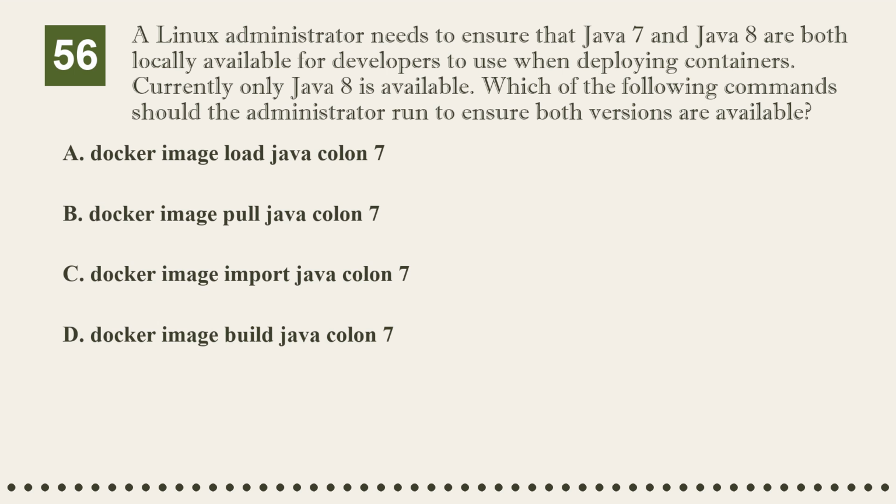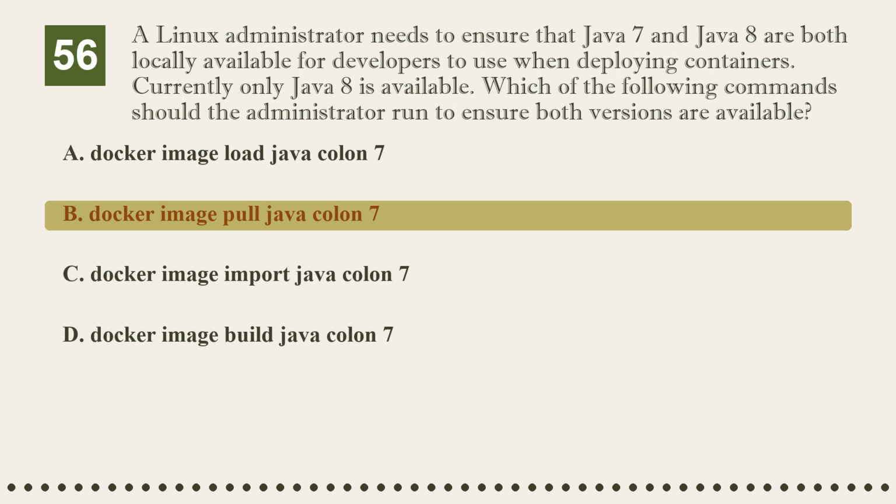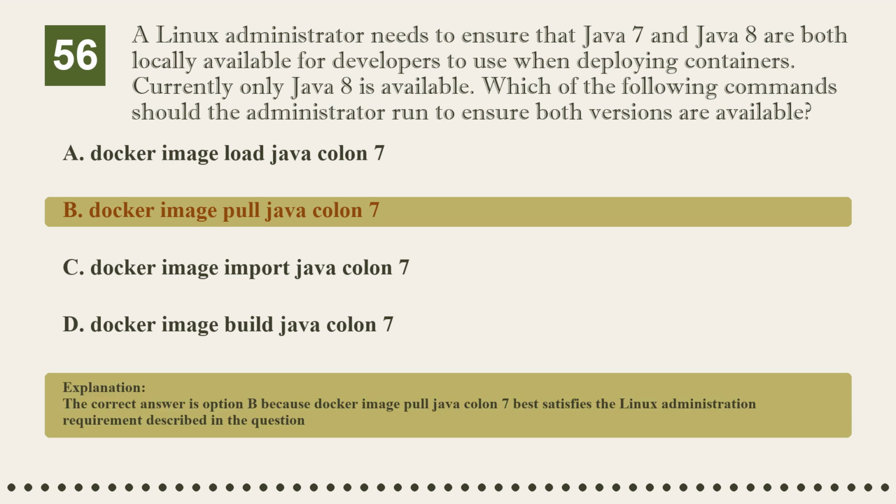Question 56. A Linux administrator needs to ensure that Java 7 and Java 8 are both locally available for developers to use when deploying containers. Currently only Java 8 is available. Which of the following commands should the administrator run to ensure both versions are available? Option A, docker image load java:7. Option B, docker image pull java:7. Option C, docker image import java:7. Option D, docker image build java:7. The correct answer is option B, docker image pull java:7. The correct answer is option B because docker image pull java:7 best satisfies the Linux administration requirement described in the question.